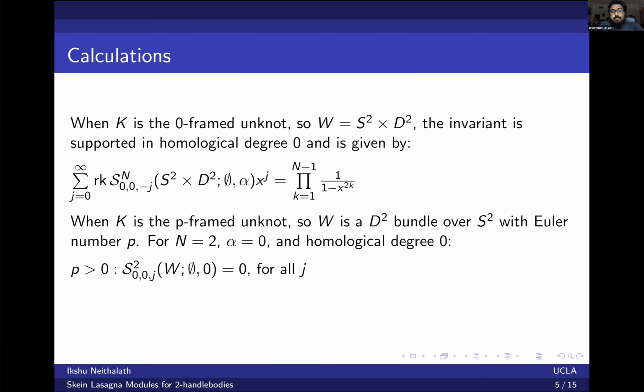Interestingly, it splits into two cases, depending on the sign of this Euler number P. If P is positive, the group is identically 0. Well, at least this is only in homological degree 0; that's the only place I can say anything. But in that degree, for all quantum degrees, it's equal to 0. If this Euler number were negative, if the framing is negative, then it's actually rank 1 in quantum degree 0 and 0 in the other quantum degrees. So they're different, and this is going to be kind of interesting.